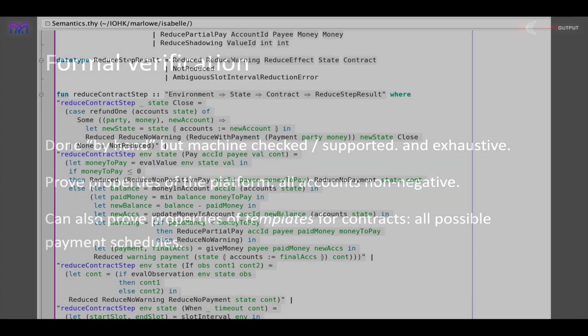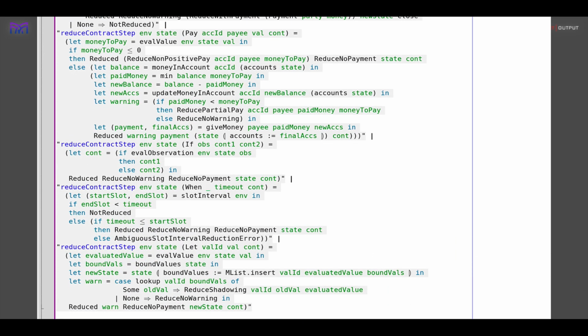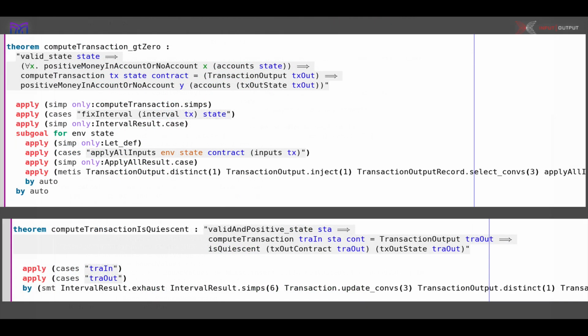We've written our semantics in Haskell, but Isabelle uses a slightly different language. But if you take a look at what we have here in Isabelle and compare it with the Haskell implementation, you'll see that what we have is pretty much a transliteration, a line-by-line translation of what we have in Haskell. So we've been able to take our semantics, put it into Isabelle, and then we've been able to prove things. And here are two examples.